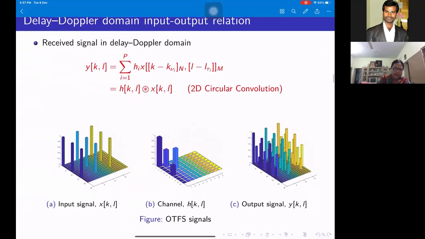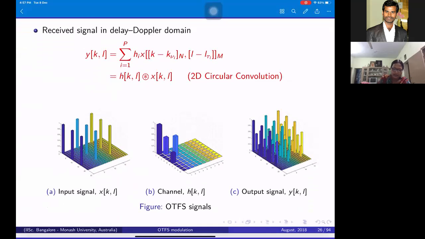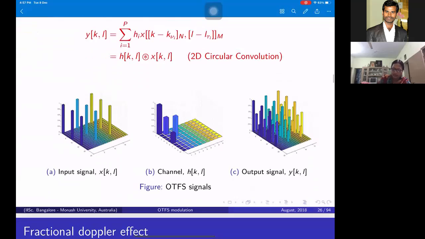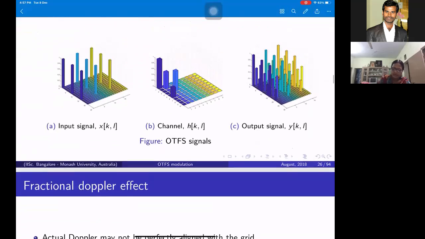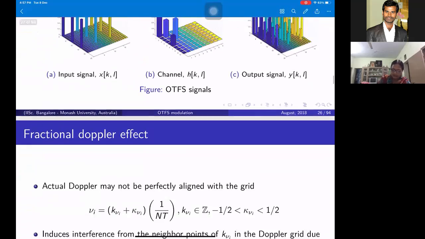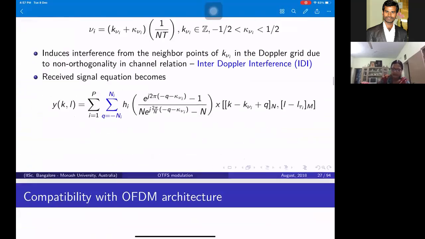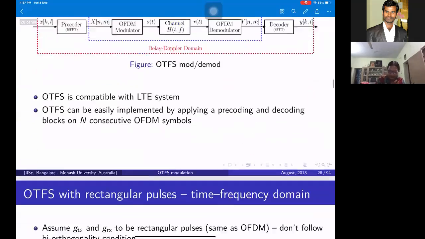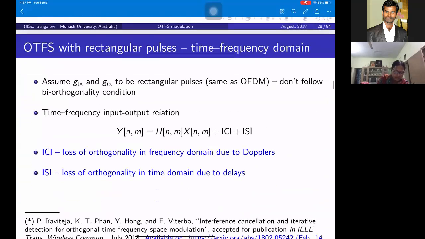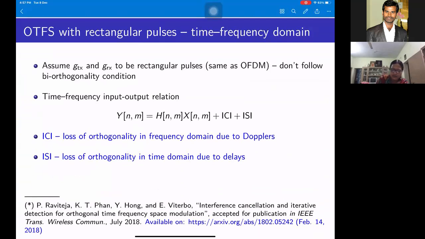They do some operations on this delay-Doppler domain. They make it into a 2D circular deconvolution form, and they make the outputs. But it's a very good work. So people who want to do a lot of math can even jump into this OTFS.